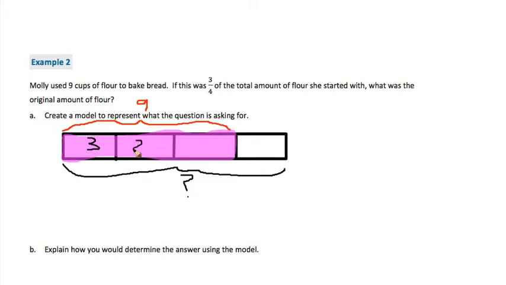So we can put inside our tape diagram, or our fraction bar, whatever you want to call it, a 3 in each piece, which means our total amount must have been 3 times 4, or 12, at the beginning. 12 cups was the original amount of flour. We'll explore a little further in the exercises.